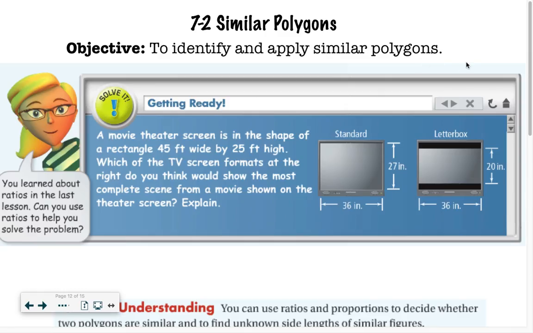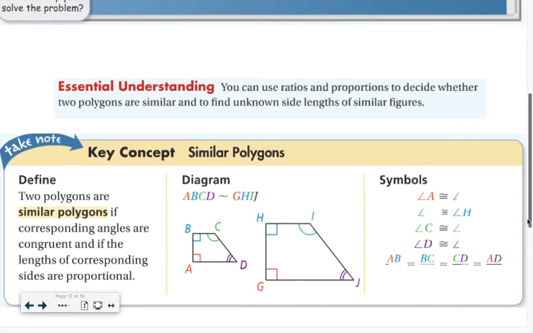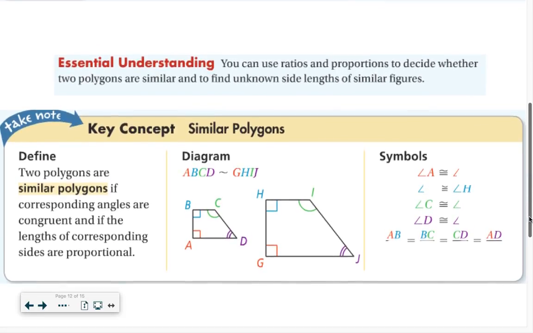Talking about similar polygons today. They're kind of like when we talked about congruent triangles. Polygons are just any shape, not just triangles. Obviously, they have to be enclosed. But for the basics of this section, it's pretty much what we did for our congruent triangles. So, in order to have similar polygons, we need to have angles that are congruent and sides that are proportional.